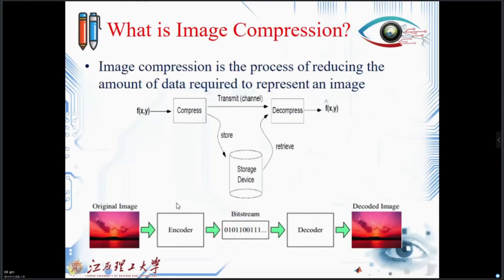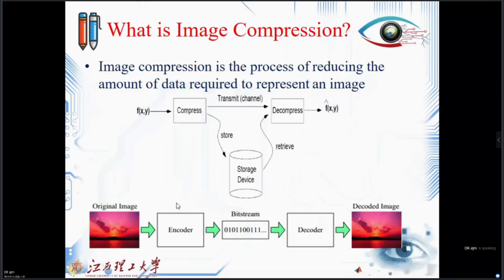Image compression is the process of reducing the amount of data required to represent an image, as I told you. It can have a block diagram like the one I mentioned here. You have the photo or image as a matrix of X and Y, which goes to one box where it is compressed, and then transmitted over the channel. If you need it, you decompress and get the original image. Somehow you deal with a storage device, and then you can recall it through decompression.